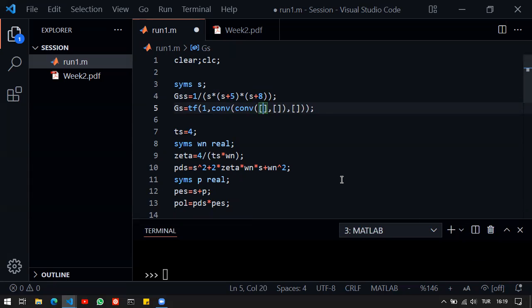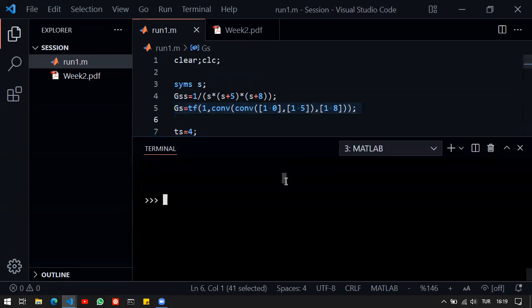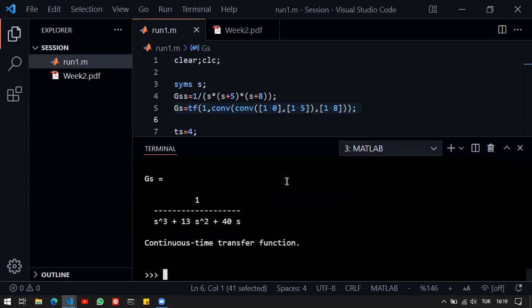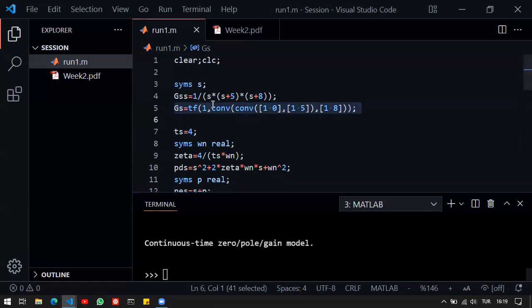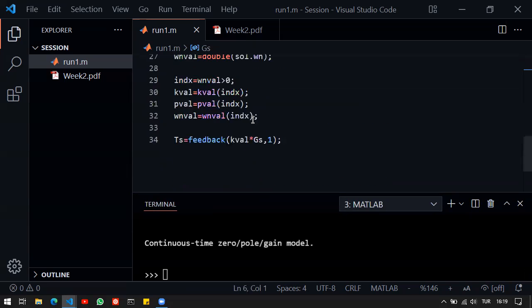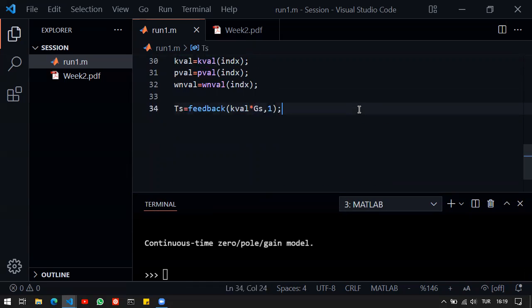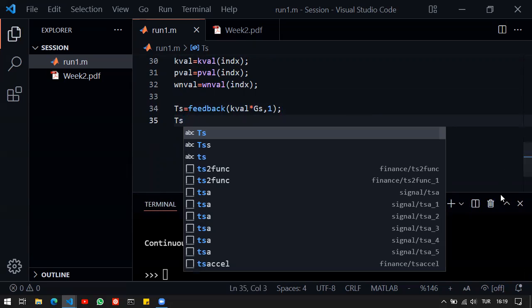I can basically give all the poles. 1, 0 is the pole at the origin. 1, 5 is s plus 5, and then 1, 8 is s plus 8. And this would calculate the transfer function like this. And if you look closer, you'll get 0, 8, and 5 as the poles. So I've defined my transfer function using the symbolic toolbox here and the control system toolbox here, because the verification step will be using GS here, not GSS. So I'm basically calculating the closed loop. Now let's see what the closed loop looks like.